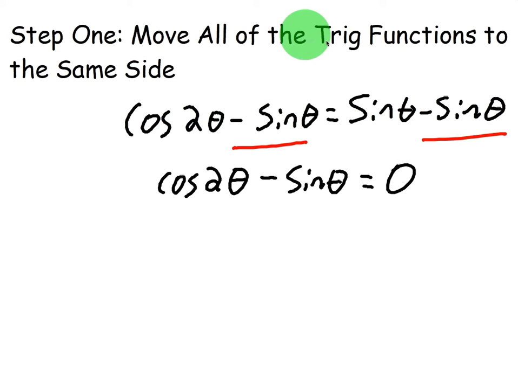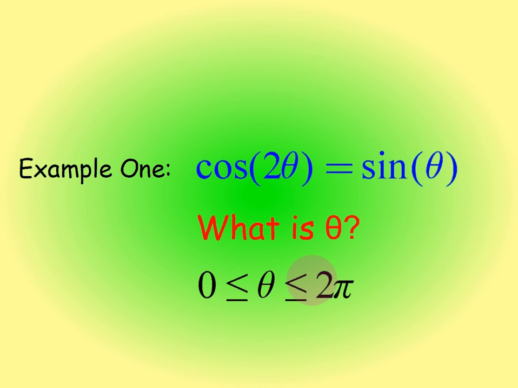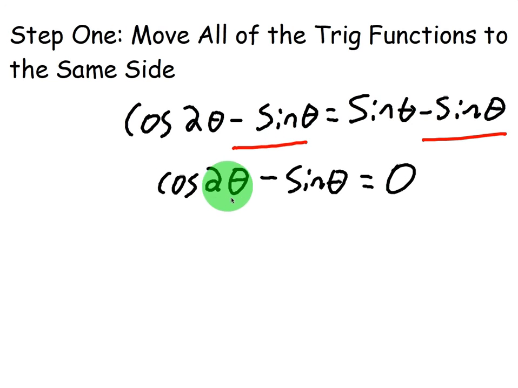Step 1 is to move all of the trig functions to the same side. Notice it says move just the trig functions. If you have any constants in the equation, you do not need to move those to the same side. Typically by same side, I usually mean the left side. So first, we're going to subtract sine of theta from both sides. In other words, I'm moving sine of theta to the left-hand side by subtracting it. After we do that, we get cosine of 2 theta minus sine of theta is equal to 0. So that completes step 1 of moving all of the trig functions to the same side. Like I said, by convention, I usually move them to the left.